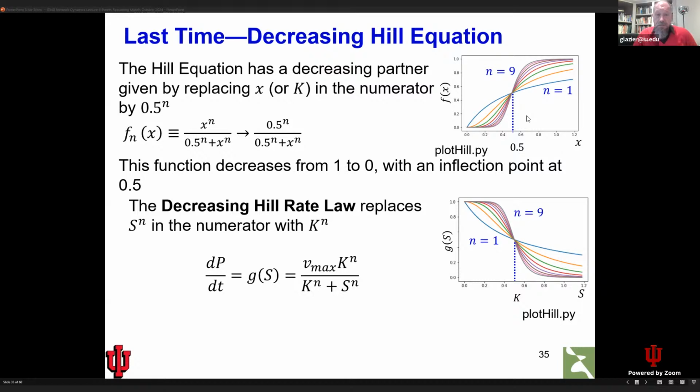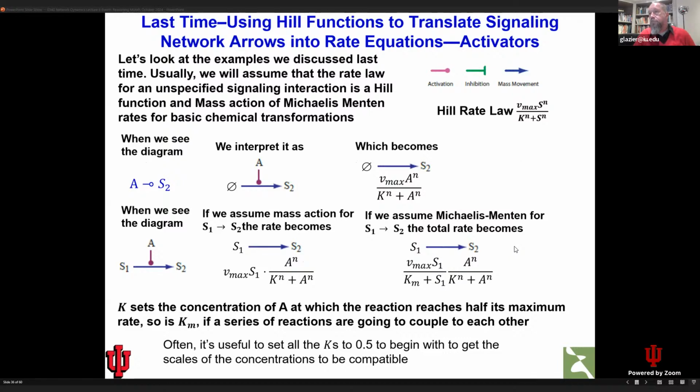And the symmetric decreasing Hill function, I take the numerator, instead of putting an s in, I put a k in the numerator. And that effectively flips it around k. And so now it's 1 at 0, 0 at infinity. It's still 1/2 at k equals s. It still has maximal slope at k equals s, if n is bigger than 1. And then we talked about how to use that to interpret regulatory signaling diagrams first.